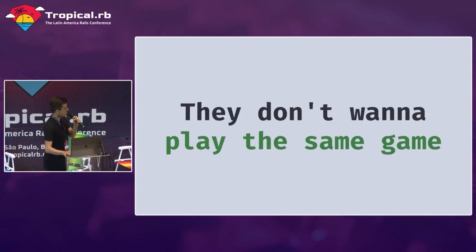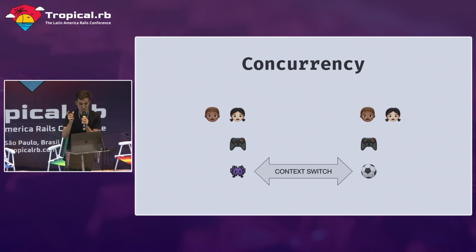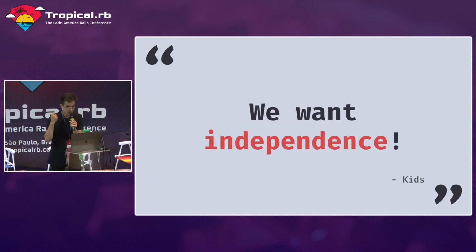Okay, next problem. What if the kids don't want to play the same game? Well, they can just change the game when they take their turns, but that means that you are now using time to change games instead of playing games. So you lose some time and some momentum in that context switch. So you might hear that this is not good enough. They want to play games at the same time. In other words, they want independence.